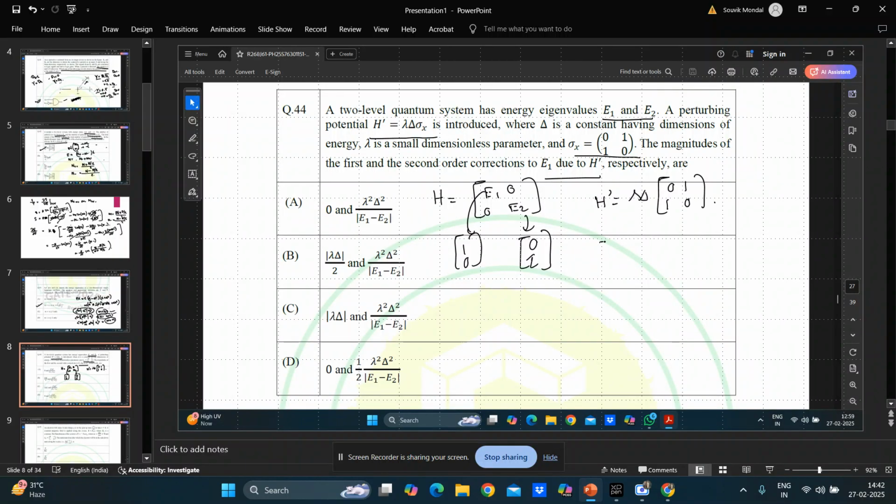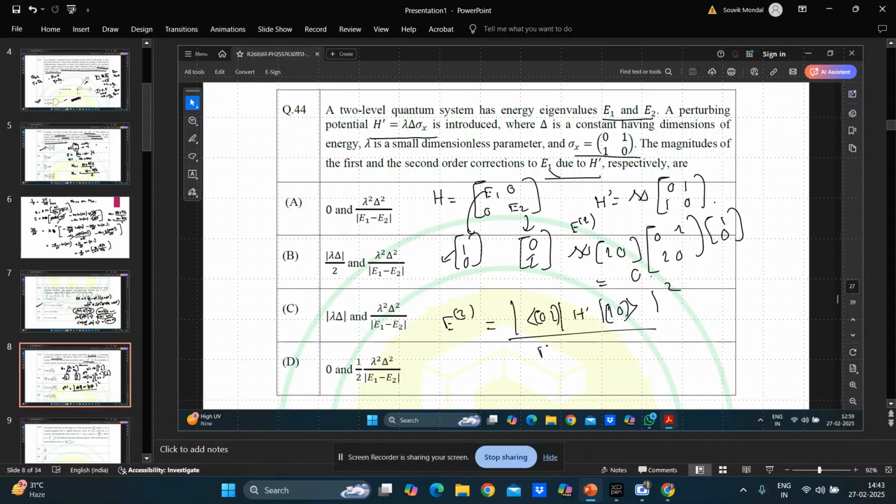Now you can clearly calculate, for E1, that E1 has this eigenvector 1 0. So for E1, H prime, that is lambda delta into 0 1 1 0, into 1 0. This is the first order correction, right? And this will give you 0. Now the second order correction: there are only two states, right? So this is 0 1 H prime 1 0, I mean, these are matrices. Okay, these are matrices, mod square divided by E1 minus E2.